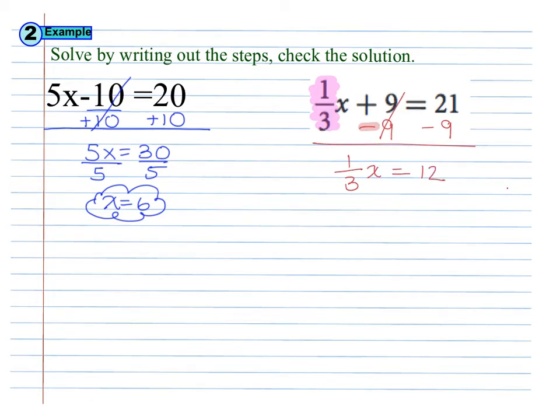Now I need to get rid of the 1/3, and the way I'm going to do this is by multiplying both sides by its reciprocal. So the reciprocal of 1/3 is 3/1. Multiply both sides by that. The 3's reduce, the 1's reduce, and I get x on the left side. 12 times 3 is 36, and that is my answer for my second problem.